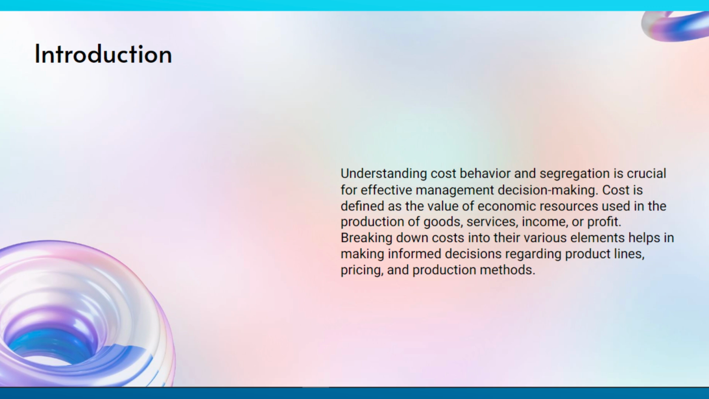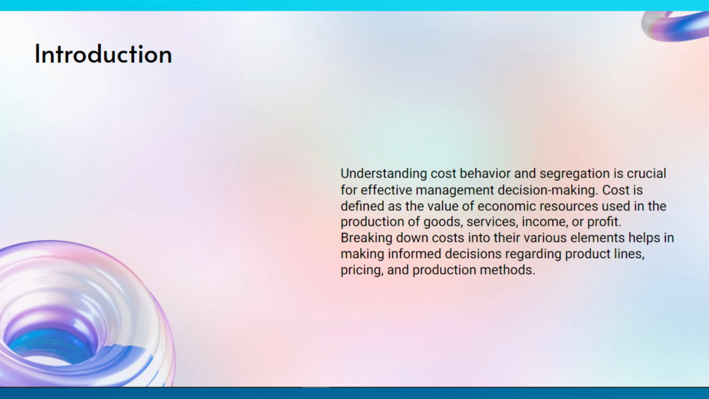Firstly, we are going to talk about cost. Cost is defined as the value of economic resources used in the production of goods, services, income, or profit. So breaking down cost into their various elements helps in making informed decisions regarding product lines, pricing, and production methods.